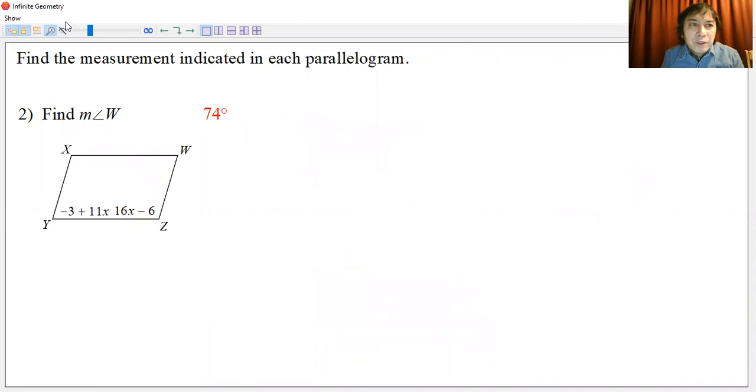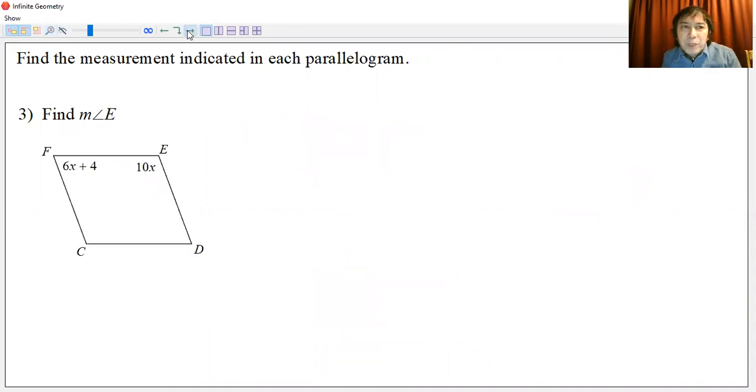I'll clear the screen. Here's the third figure. Find the measurement indicated in each parallelogram. Find the measure of angle E. From our diagram, this is the angle E. The other consecutive angle is over there. So that means angle F plus angle E. Again, this is supplementary, which means the sum is 180.